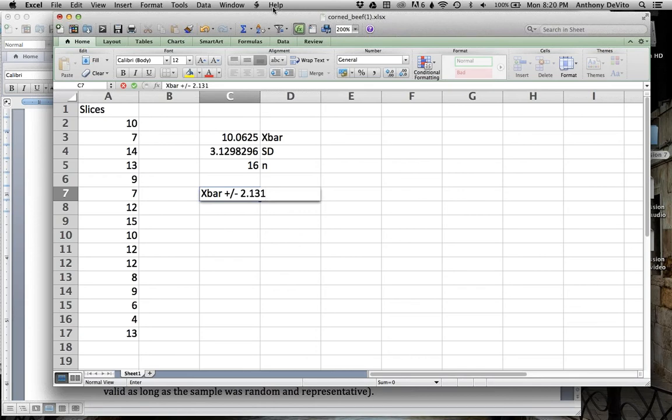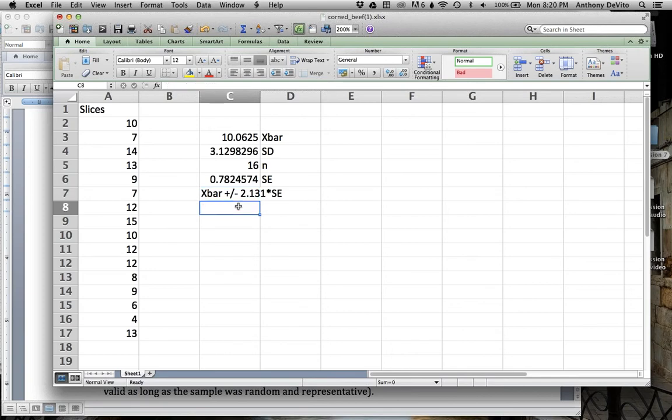2.131 times the standard error. And we're going to calculate the standard error. What is the standard error equal to? Standard error is equal to the standard deviation for the sample, because we don't know the population, divided by the square root of the sample size, 16. And that's 0.078.